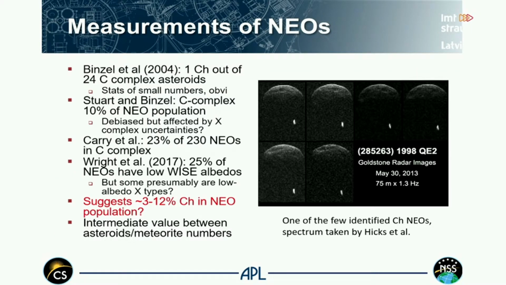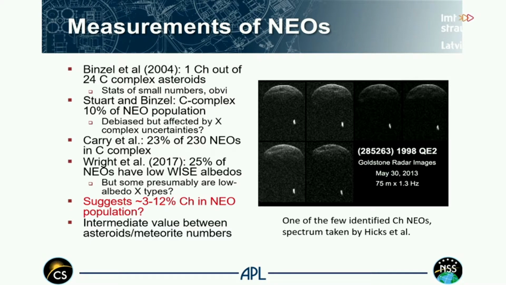So we've gone from the main asteroid belt and made an estimate. We've looked at the meteorites and made an estimate. We do have some measurements of NEOs. They maybe predictably fall in the middle and have bigger error bars. Scott Stewart and Rick Binzel estimated that the C complex spectral complex is about 10% of the NEO population. They made a debiased estimate of this, so they believe this is a debiased estimate, but there are some uncertainties in albedos of spectral groups that might make this a little less certain.